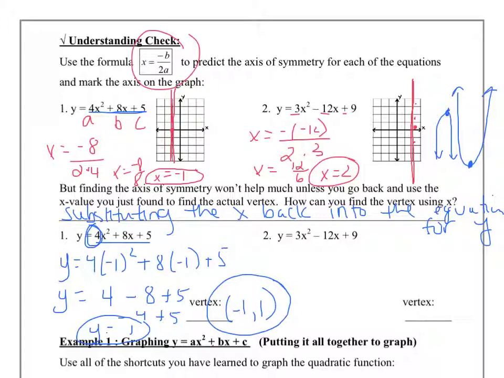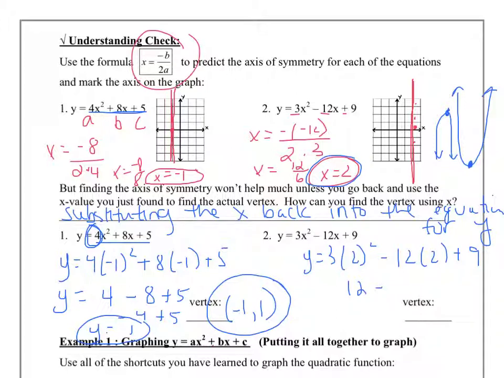Okay, let's see how we did. In the previous part, we saw that the x value is equal to 2, from right here. So what I'm going to do is plug in 2 for x. y is equal to 3 times 2 squared minus 12 times 2 plus 9. Remember that order of operations, I have to use my exponents first. 2 squared is 4, and 3 times 4 is 12.